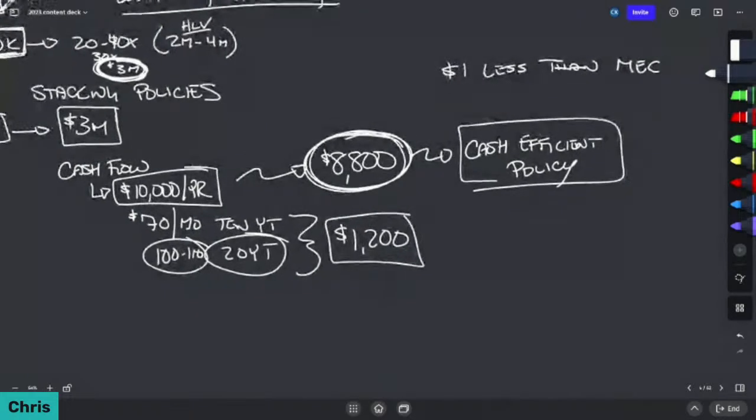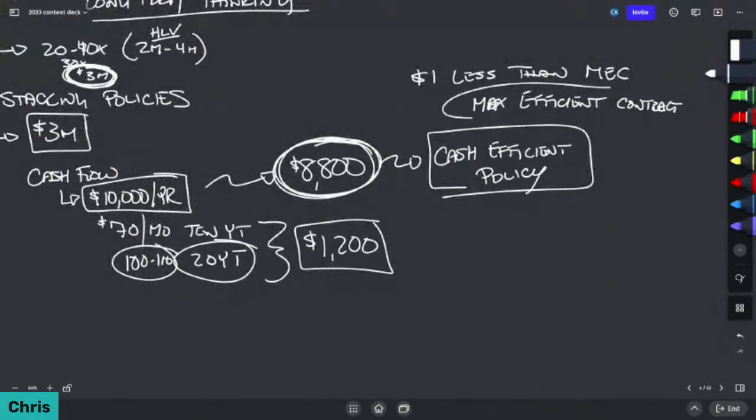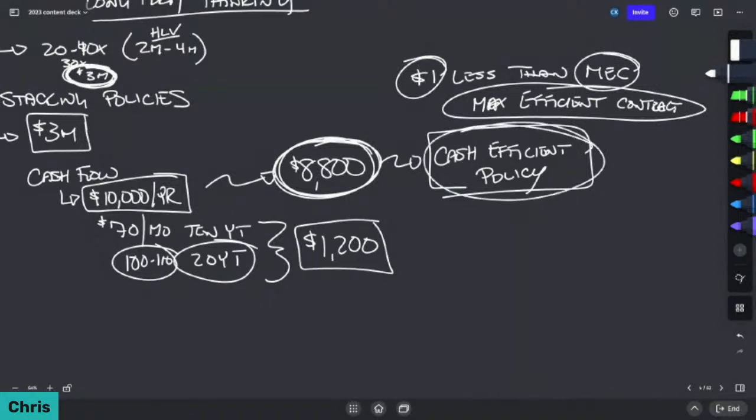is still a MEC. It's just a max, not MEC'd, efficient contract, right? That's our MEC. We're always trying to MEC a policy in a max efficient contract sort of way, funding it up to $1 or less than the modified endowment contract level, right? And so that is how we focus on building cash efficient policies.